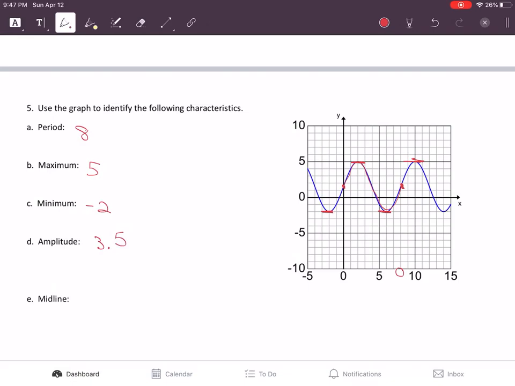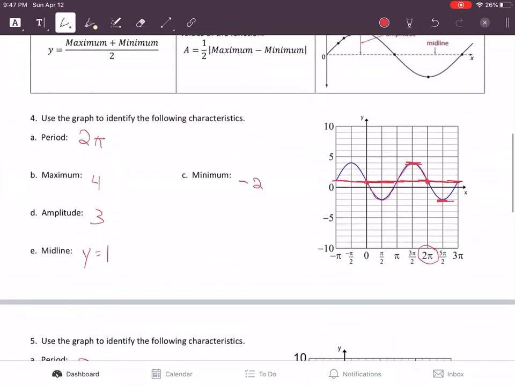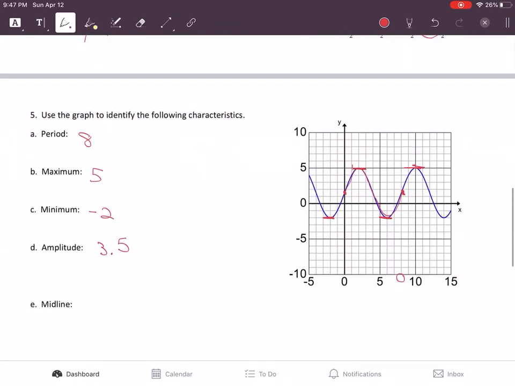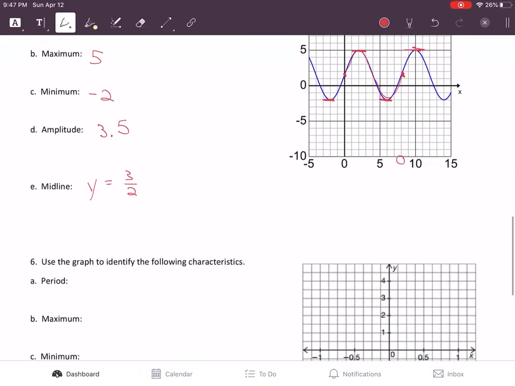All right, and your midline is going to be on that point. So if it's 3.5, there was a formula up here to do the midline. You're going to take the max plus the minimum, divide it by 2. So if we take 5 plus -2, we get 3, and divide it by 2. So the equation would be y equals 3 over 2, or 1.5. Either way.